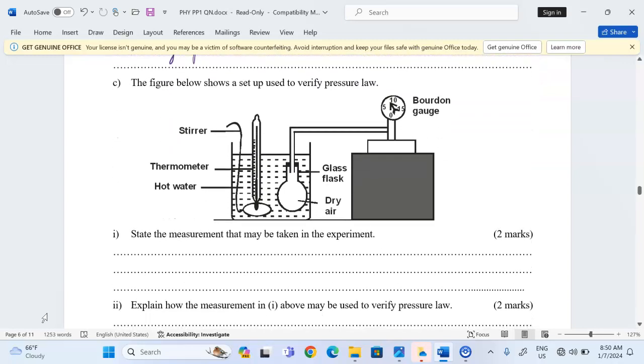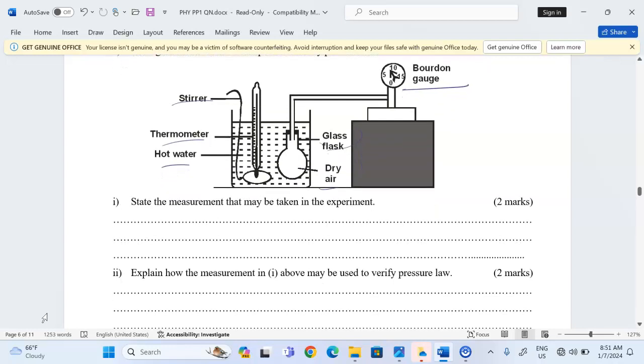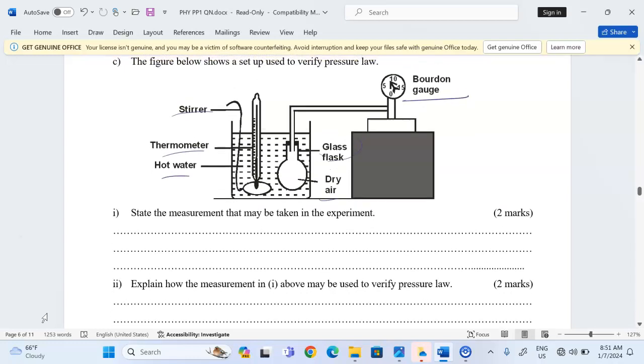In part C, the figure below shows a setup used to verify the pressure law. We have a Bourdon gauge at this end. We have a stirrer, we have a thermometer, hot water. This is a glass flask. Then there is dry air inside. Now we are asked to state the measurements that may be taken in the experiment.